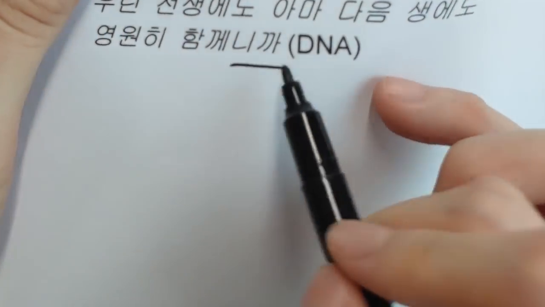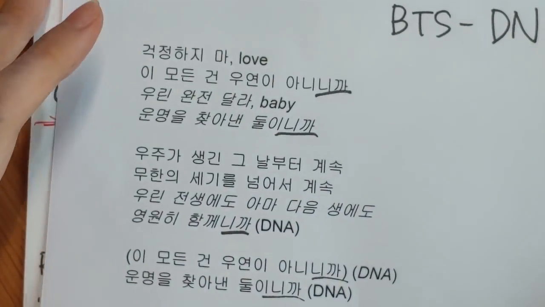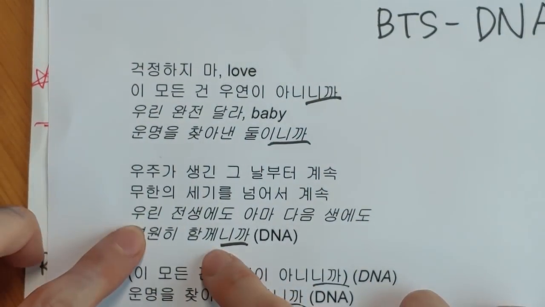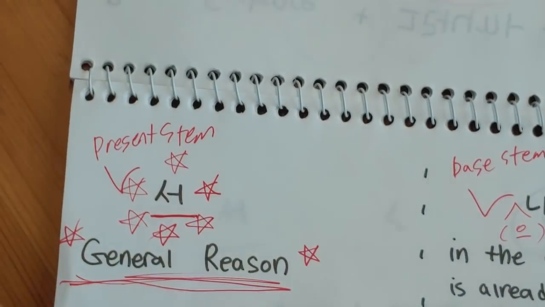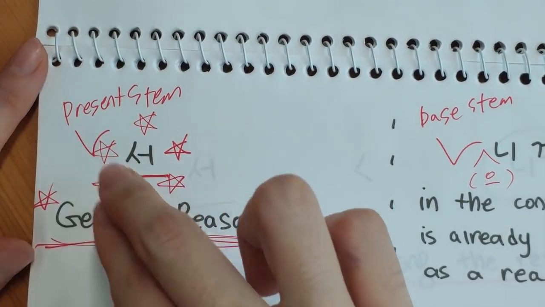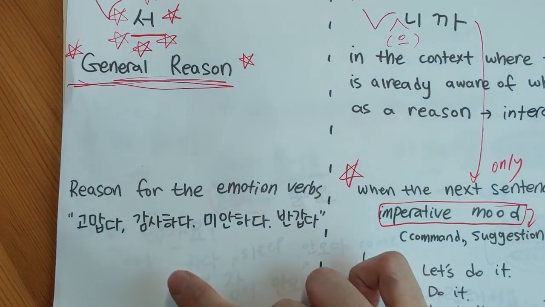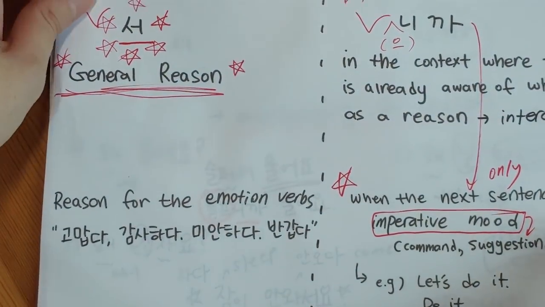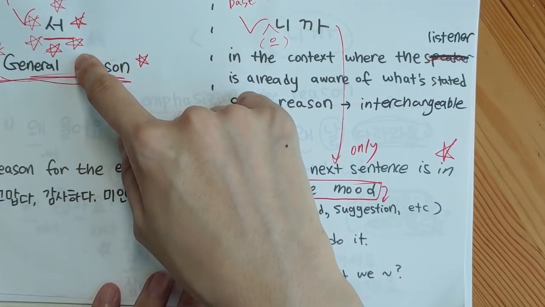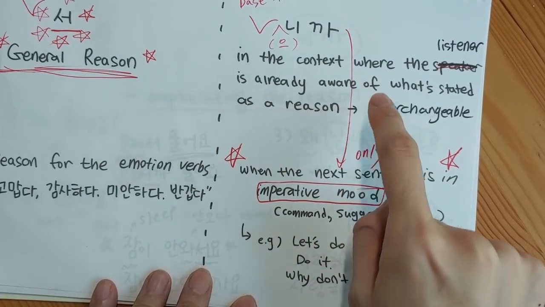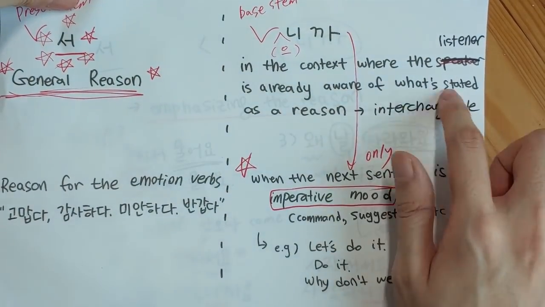If it was a normal conversation, it's much better to use 서. But here in the lyrics, it's more like empathizing the reason. So in these cases, 니까 can be used, but like I told you guys, in normal conversation, when you're talking about the general reason, just safely go with 서. And also when you're stating the reason for emotion verbs like 미안하다, 감사하다, 반갑다, you can also use 서. And 니까 can be interchangeably used with 서 for general reason when the listener is already aware of what's stated as a reason, right? In these cases, it's interchangeably used.